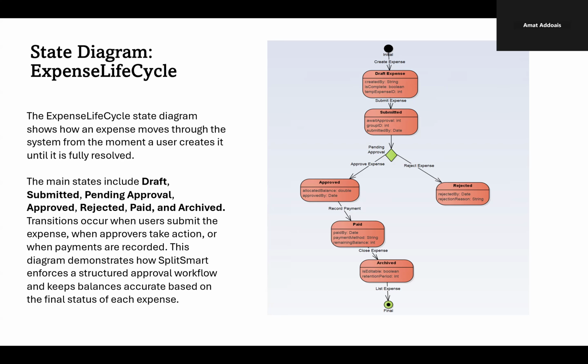Finally, when the system no longer needs it for active calculations, the expense moves into archives, which keeps the historical record but removes it from daily use. This state diagram ensures that every expense goes through a clear, structured workflow and avoids inconsistency in group balances.